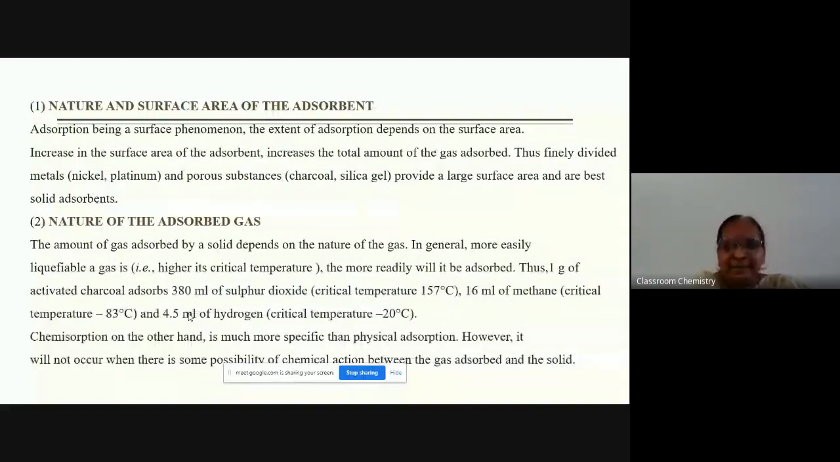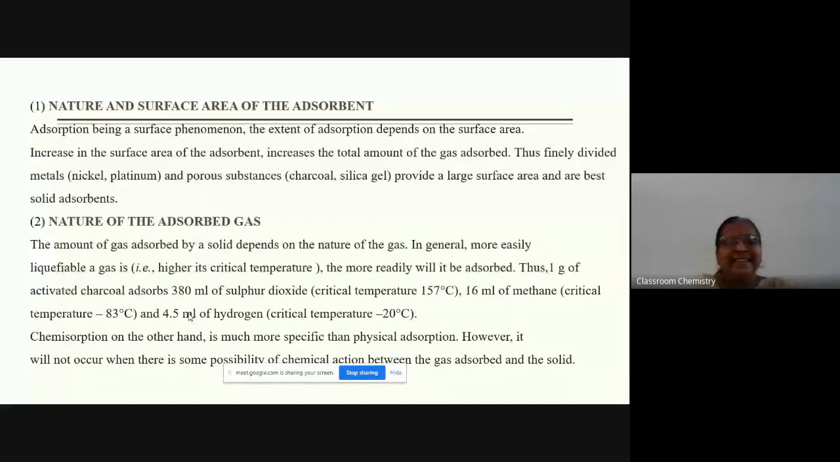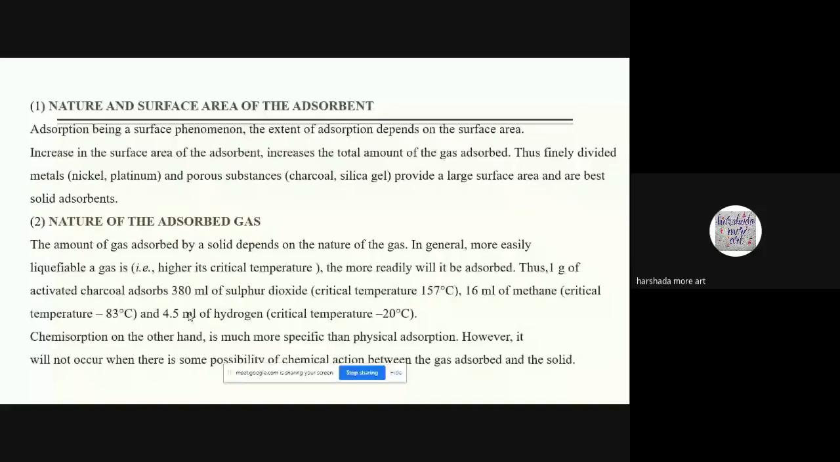Am I audible? Yes, ma'am. हा, आणि स्क्रीन दिसतोय ना सर्वांना? Yes. हा.